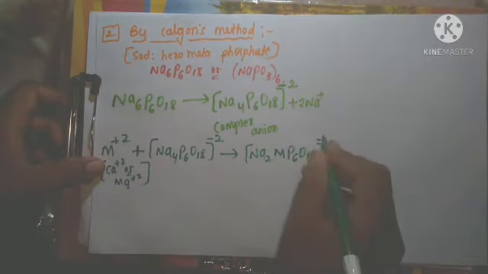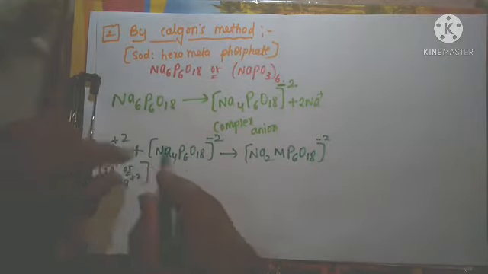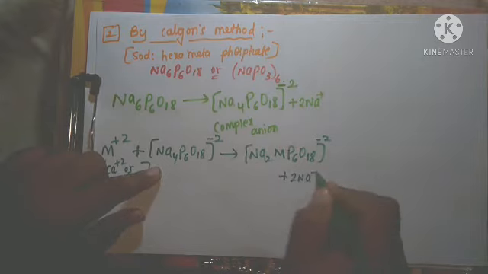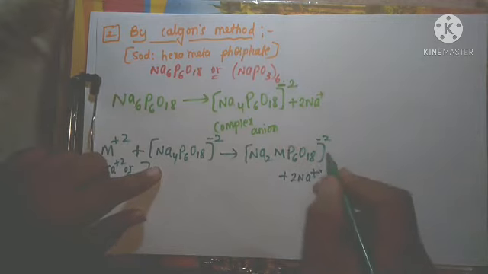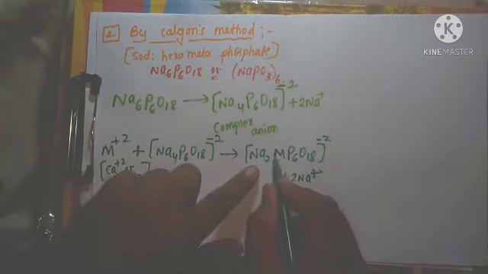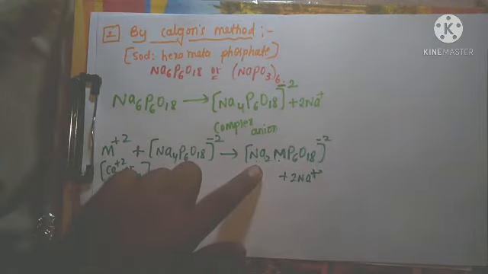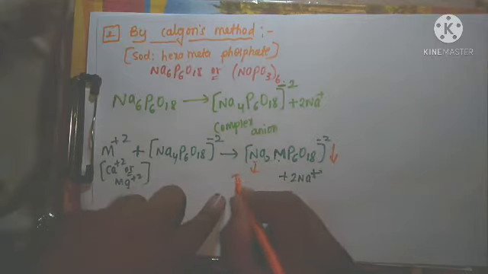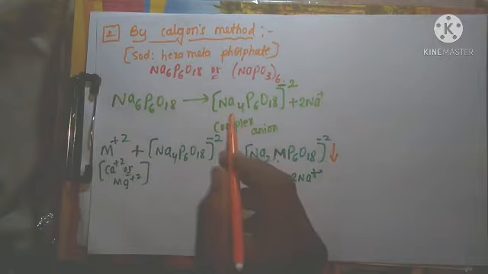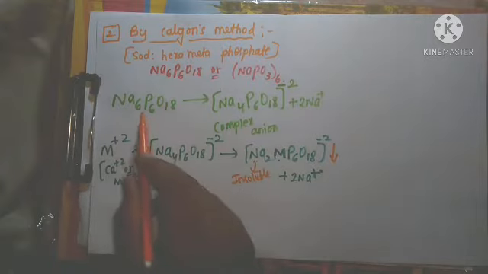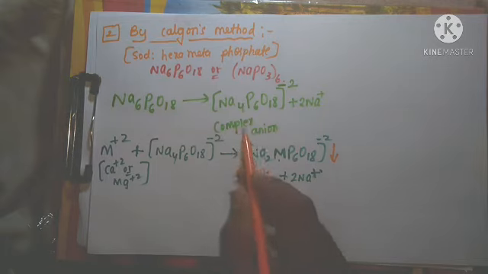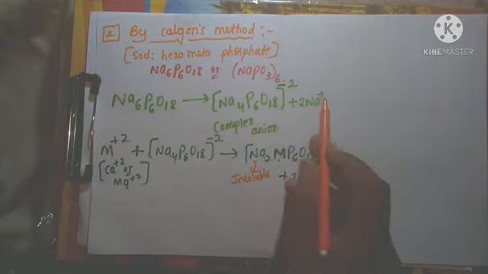Na2MP6O18. Again, the charge is minus 2 because you have added plus 2, that is, you have removed plus 2 in the form of sodium, 2Na plus. Right? Now, just to check, this Na2MP6O18 is an insoluble complex. Insoluble means when you add this calcium Na6P6O18, it will first form a complex anion by the loss of 2 Na plus ions.